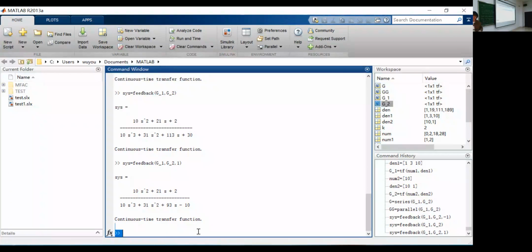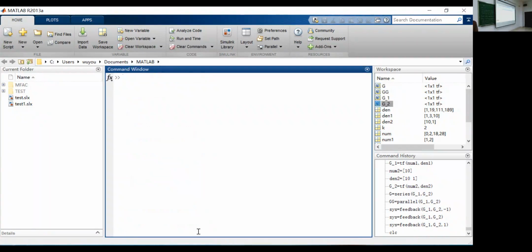Okay. How to clean up the command window? clc. But remember, clc is just cleaning up the window, but the parameters, variables, and results you just got are still stored in the workspace. Then how to erase all the knowledge in the workspace? clear.